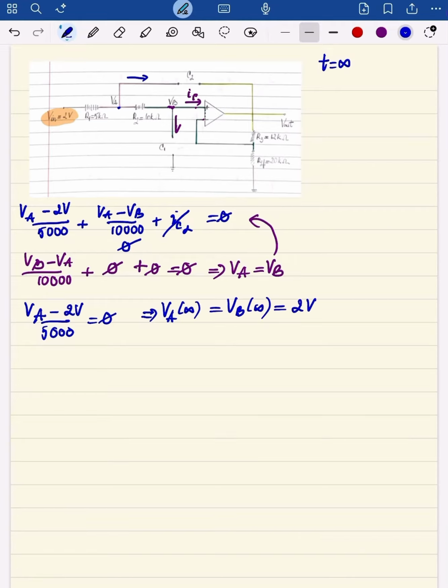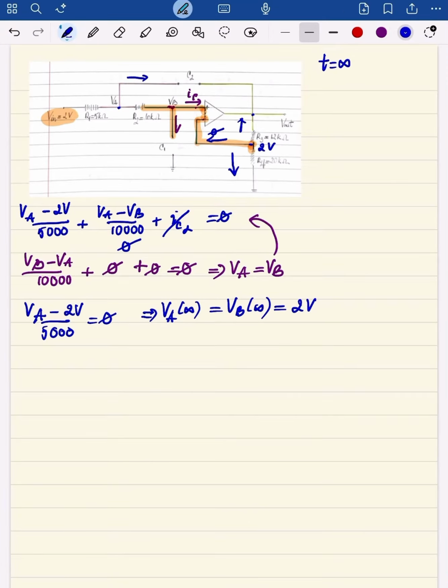Now we need to find V out, because the question is asking for it; the main character right here is V out. So we need to determine V out at infinity. Let me highlight this node right here. With the virtual short, there is actually VB right here too. So we can say that the node right here is 2 volts. So I can have the current flowing down, the current flowing up. The current flowing into the op-amp is 0. Let's call this one IR3, okay?